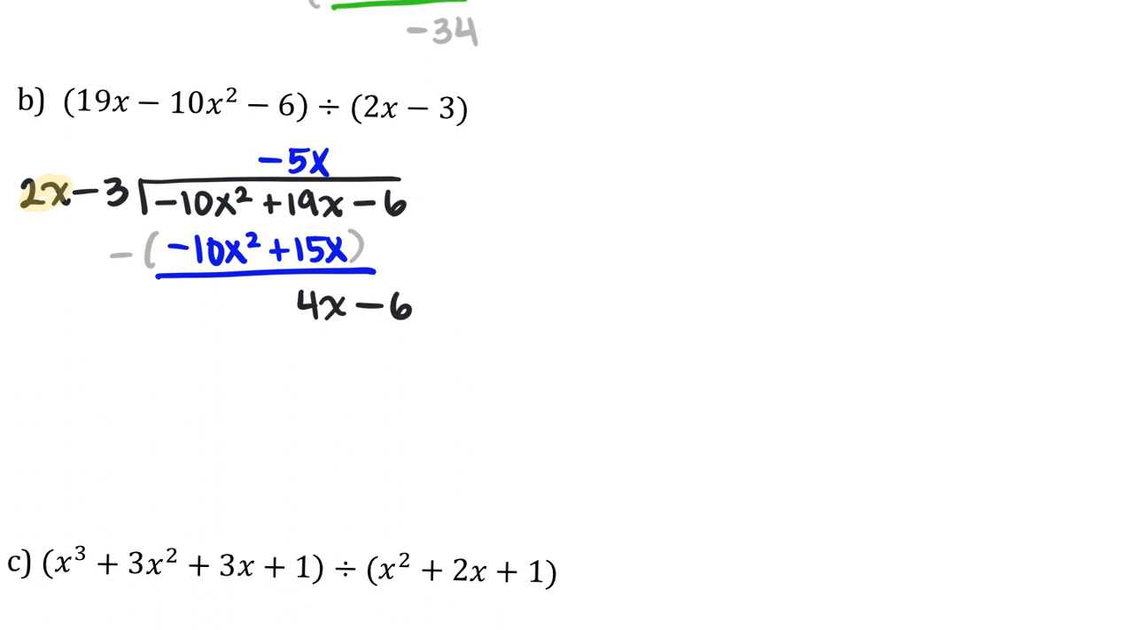Minus 6. 2x times 2 is 4x. 2 times 2x, 4x. Minus 6. Subtract. 4x minus 4x cancels. Negative 6 minus negative 6, nothing. So there's no remainder on this one. So my answer is negative 5x plus 2.